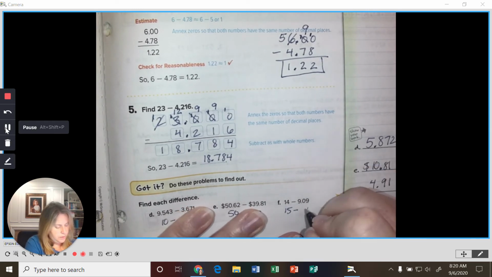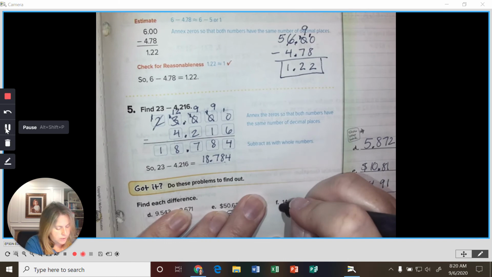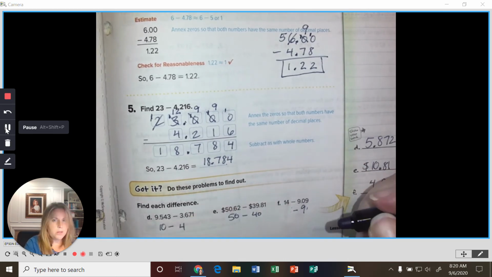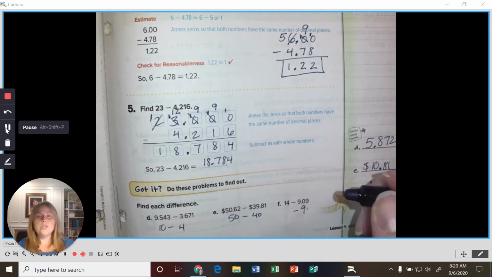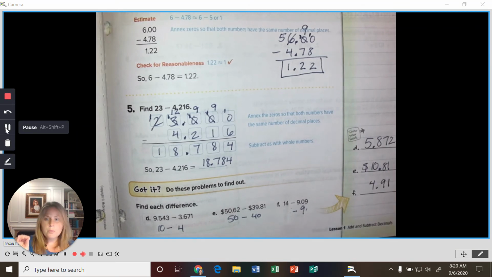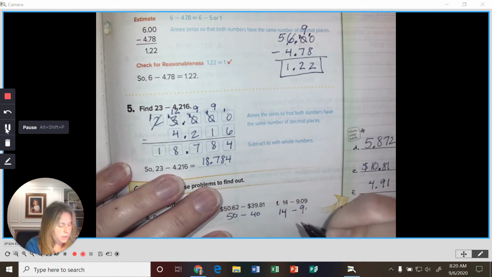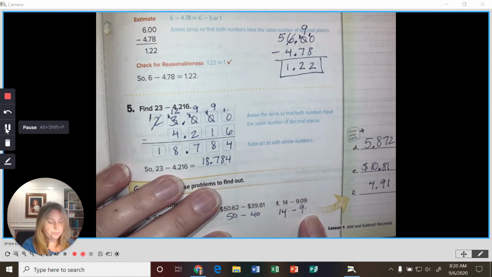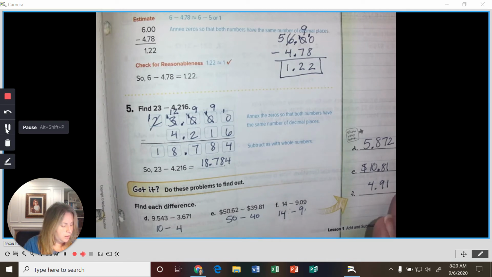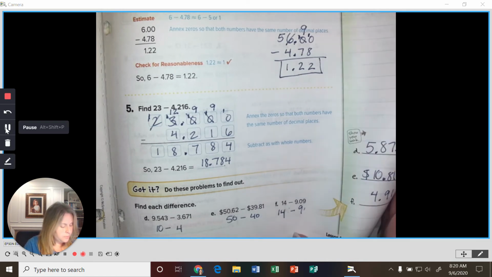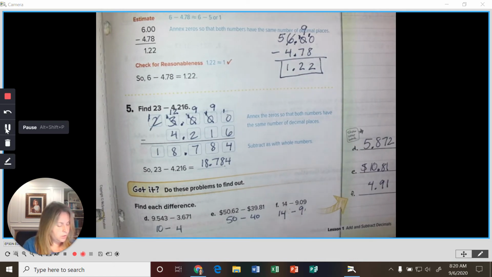Okay. And kept this at 14 because it's a whole number. So when we're working with larger numbers, we could round those to the nearest 5 or 10. But when we're working with decimals, we really want to round to the nearest whole number. So I just want to correct that right there. So that would be 14 minus 9. Okay. And that still gives us a reasonable answer, 4.91.